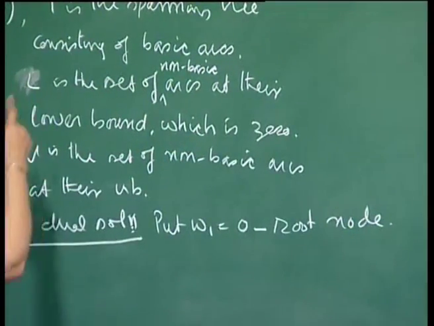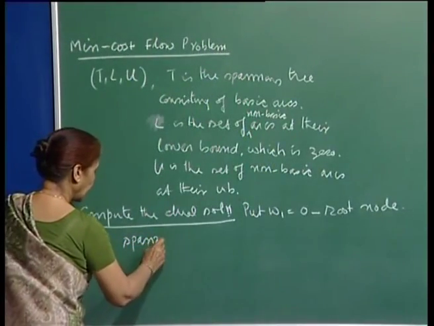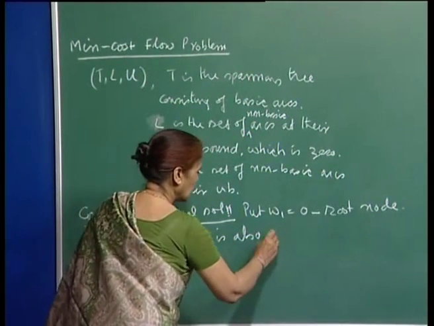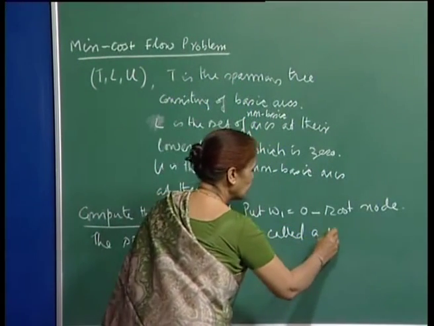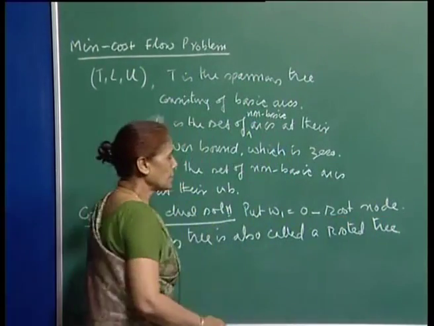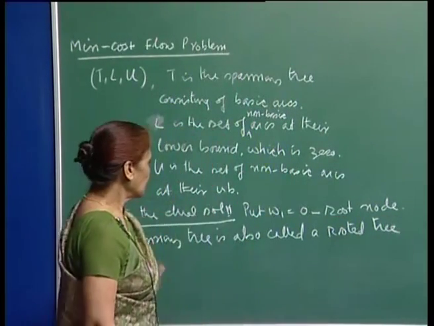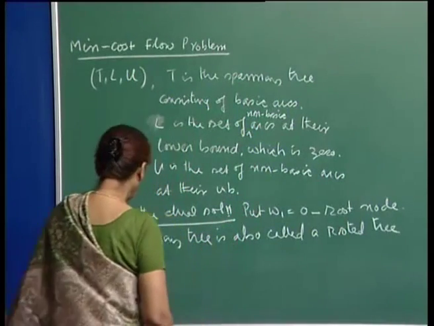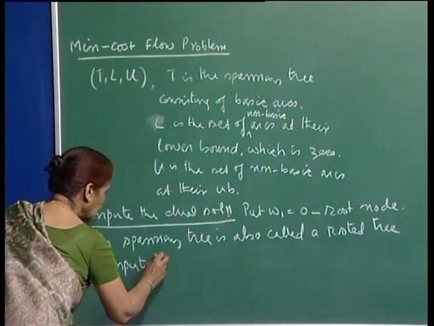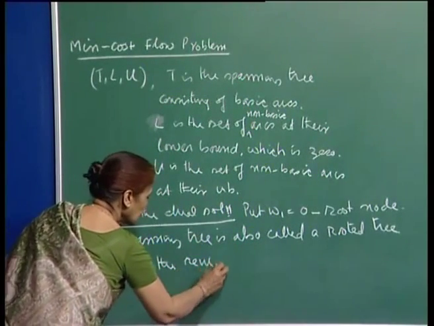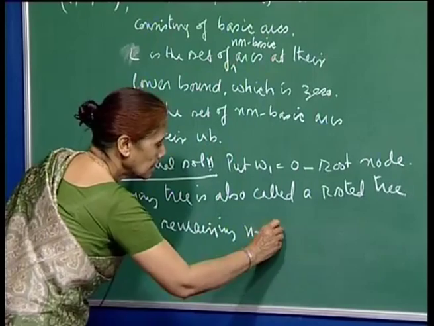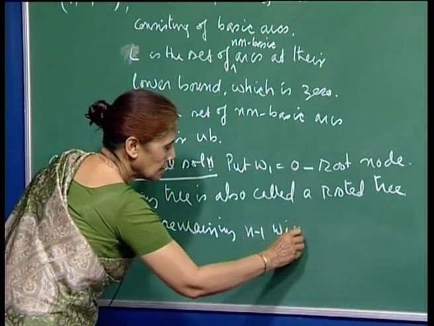and therefore the spanning tree is also called a rooted tree. And the significance of this comes in later on, but anyway, right now we are saying that W1 is 0, right. So then you can compute the remaining n minus 1 Wi's uniquely, right.